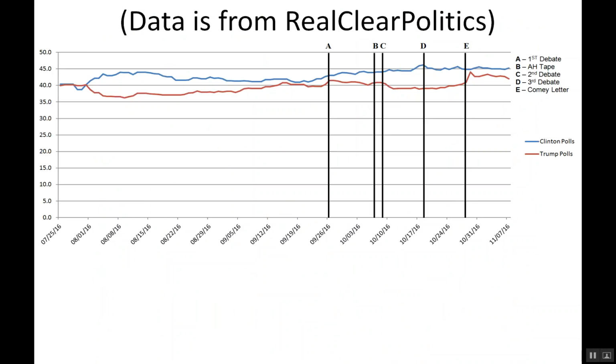Here is a poll of polls I got from Real Clear Politics. This is pretty much exactly what you would find there. I didn't do too much to this other than adding these dates, and we're going to see these later on. A is the first debate, B is the Access Hollywood tape, C is the second debate, D is the third debate, and E is Comey's letter to Congress.